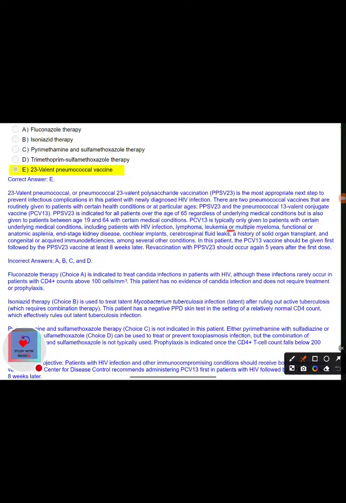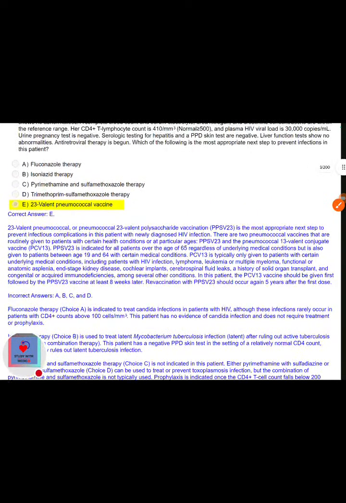PCV13 is typically only given to patients with certain underlying medical conditions, including HIV infection, lymphoma, leukemia, multiple myeloma, functional or anatomic asplenia, end-stage kidney disease, cochlear implants, cerebrospinal fluid leaks, a history of solid organ transplant, and congenital or acquired immunodeficiencies among several other conditions. In this patient, PCV13 vaccine should be given first, followed by PPSV23 vaccine at least 8 weeks later. Revaccination with PPSV23 should occur again 5 years after the first dose.